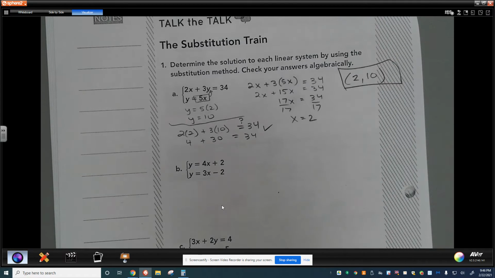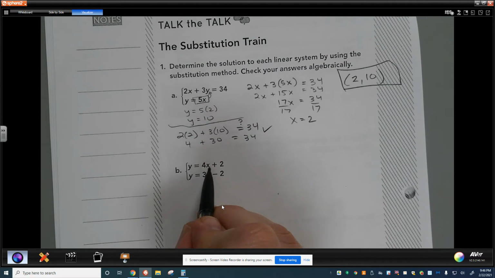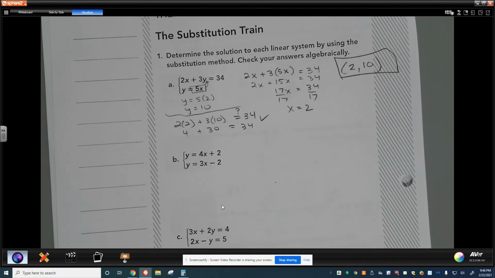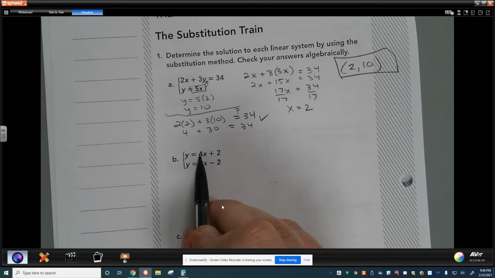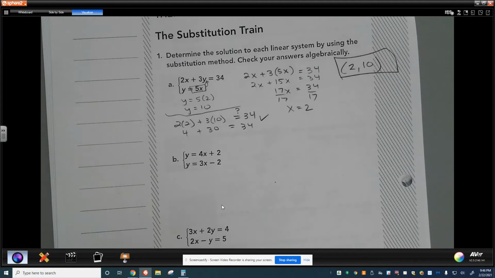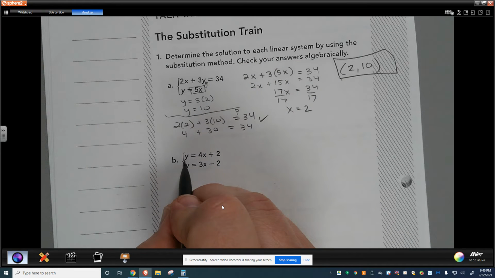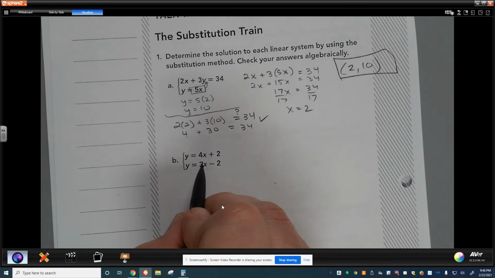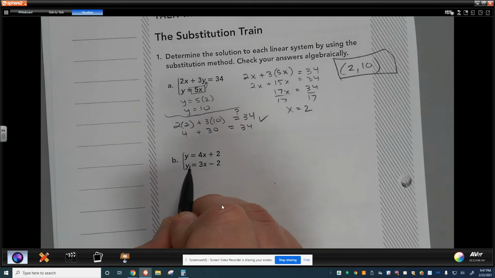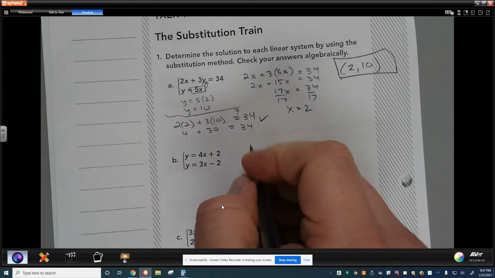For the next problem, I see that y is equal to 4 times x plus 2 and y is equal to 3x minus 2. Since I see these equations are both in slope-intercept form and I recognize the slopes are different, I know that I'm going to have one solution because these slopes will make intersecting lines. Since both equations are equal to y, I can simply take the expression 4x plus 2 from the first equation and substitute it for y in the second equation.